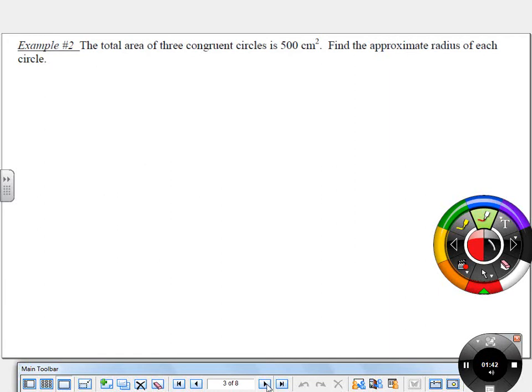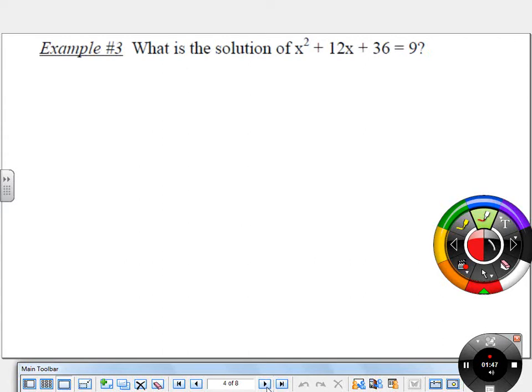All right, we're going to skip example 2 and talk about that in class because it's more of an application problem. And then we're going to look at example 3.